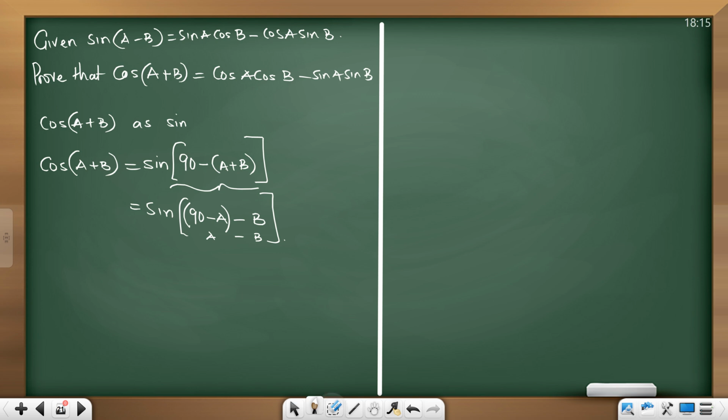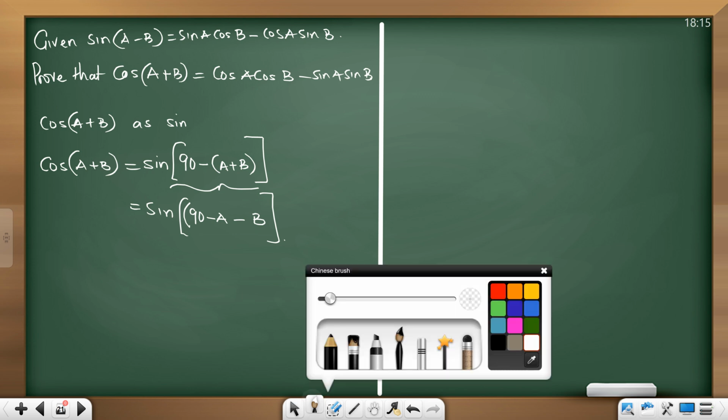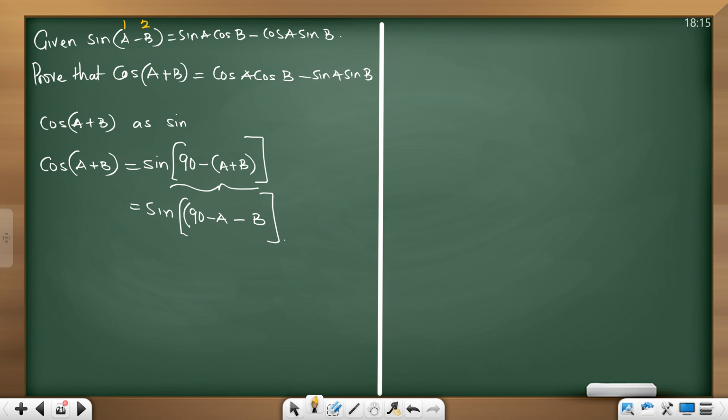Why did I do that? Because I only want 2 items in my bracket. 1, 2. So is it always 90 minus A when you put the A minus B? No, I cannot group the A minus because I want the A and B to separate. So I have to group this one so that this becomes my 1 and that becomes my 2. The A and the B must stay separate.